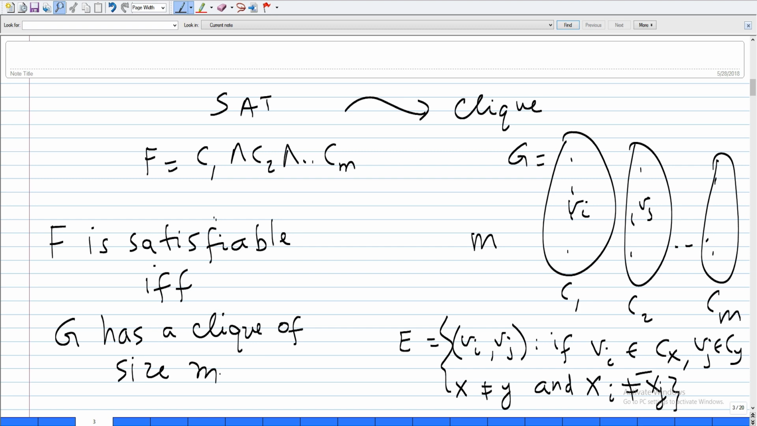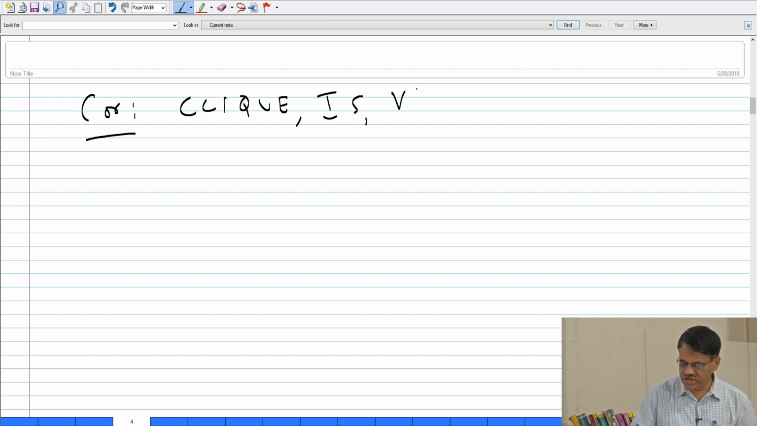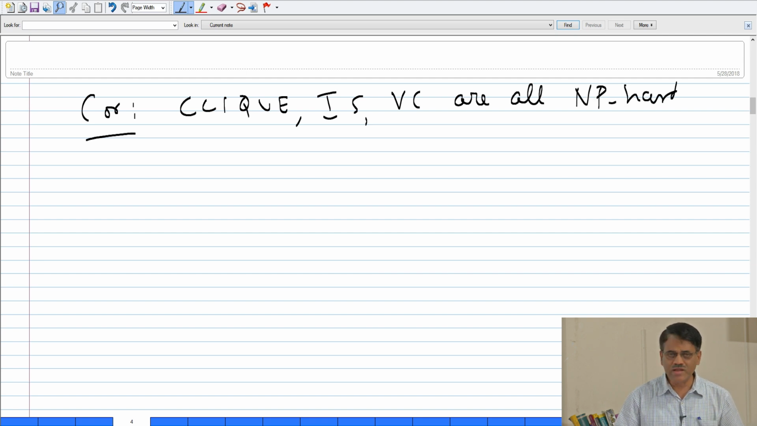As a result, since SAT was shown to be NP hard, we have shown that the clique problem is NP hard, right? So, the consequence is that if clique has a polynomial time algorithm, SAT will have a polynomial time algorithm. Now, not only have we shown clique NP hard, we have shown independent set NP hard, we have shown vertex cover NP hard, because we have already seen the connection between these problems. So, the corollary is, clique, independent set, vertex cover are all NP hard. They are also in NP, so they are NP complete.